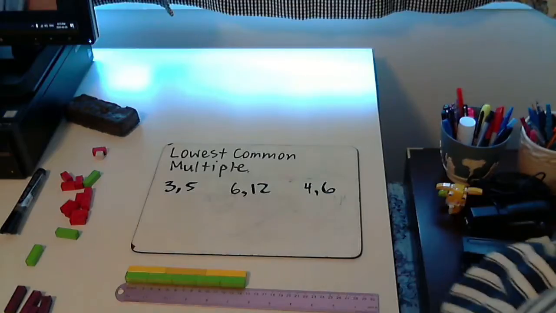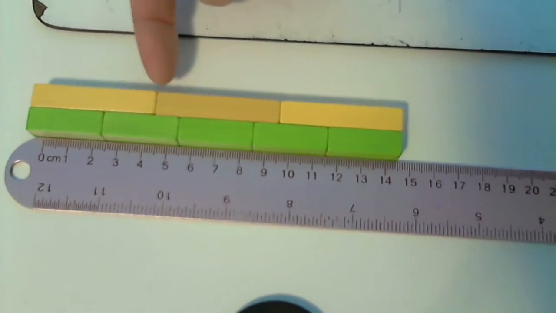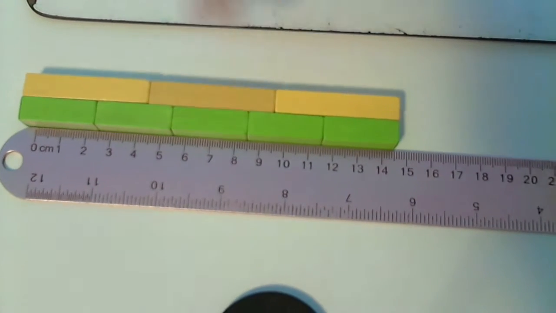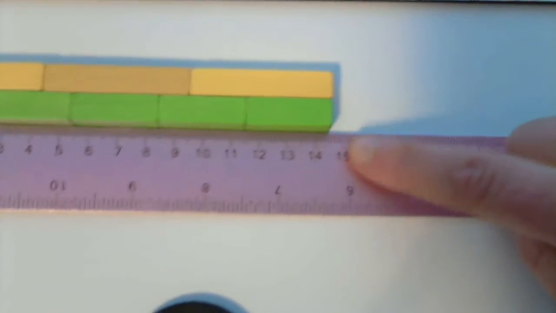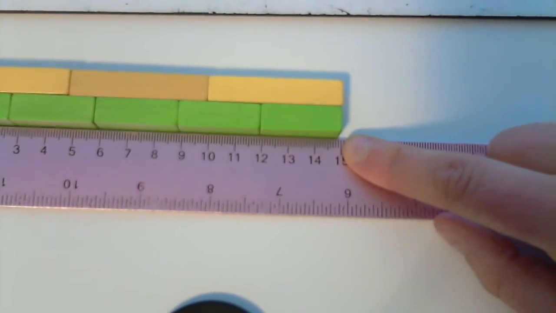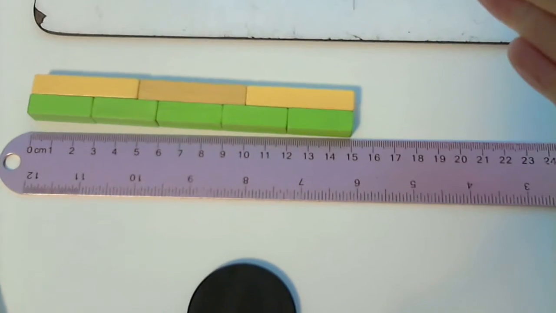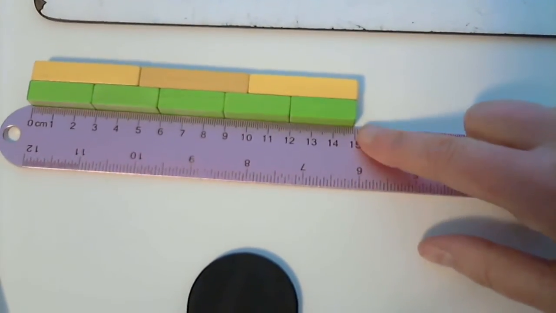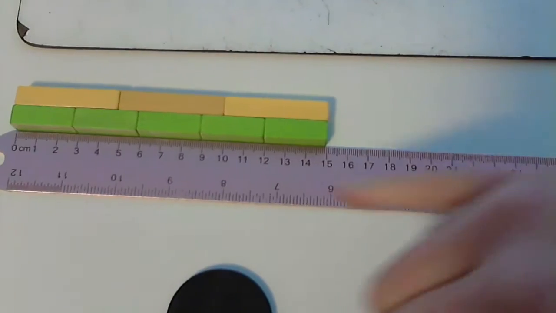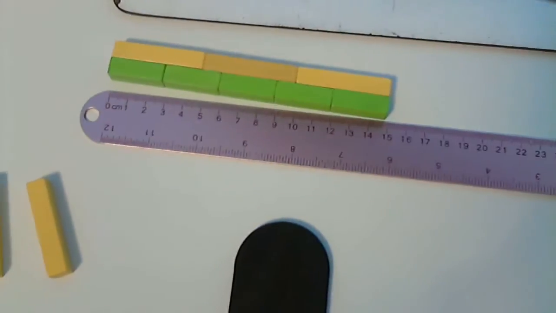And I'm just going to zoom in so you can see a little better. None of these ends line up properly. They're all staggered until you get to 15. And both of those blocks end there. So that means the lowest common multiple, the smallest number that they have in common, if you multiply these numbers by 1, 2, 3, 4, all the way up, is 15.